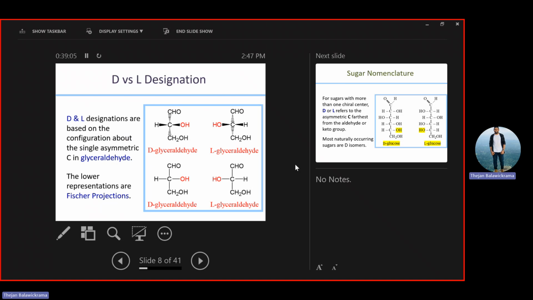How is this rotation happening? So what is the story behind it? Can I erase? We have to have a chiral carbon, no? Okay.